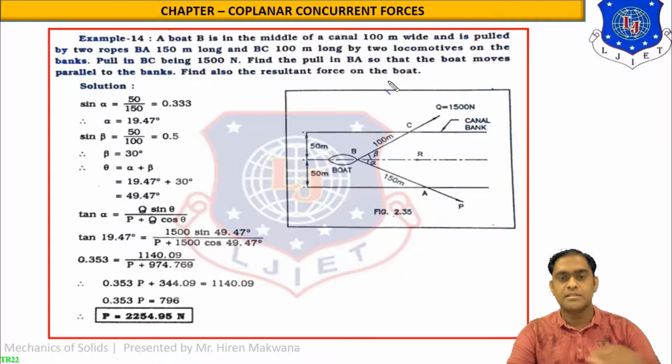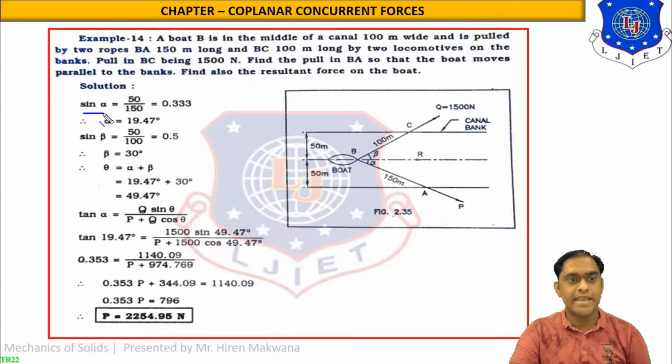Now let us start with sine alpha. What I actually want is the values of alpha and beta, these two angles from the figure, which can be found with the help of trigonometry. You can see this is a right angle triangle. If you take the lower portion, then this will be the right angle triangle.